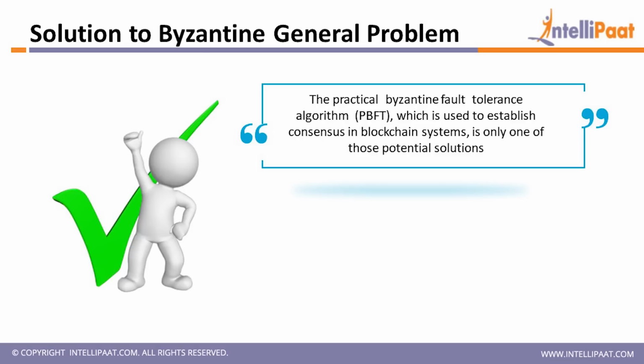So what was the solution to this problem? How did they decide that their generals are trustful and trustworthy, and not going to deviate from the rules decided in order to succeed during the war? The practical Byzantine fault tolerance algorithm (PBFT), which is used to establish consensus in blockchain systems, is only one of those potential solutions that were expected to help the generals and the army reach more than two-thirds consensus during any attack and succeed in any kind of attack they were moving upon.